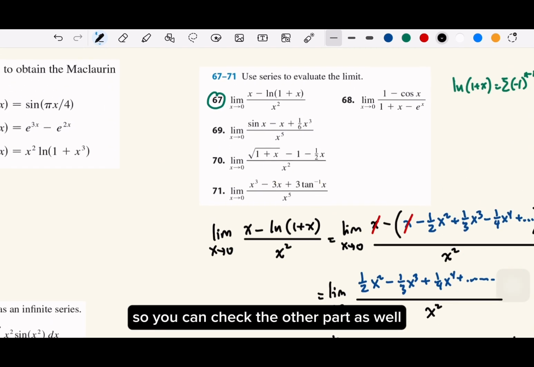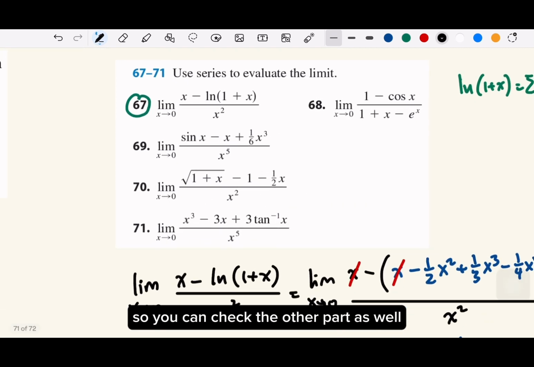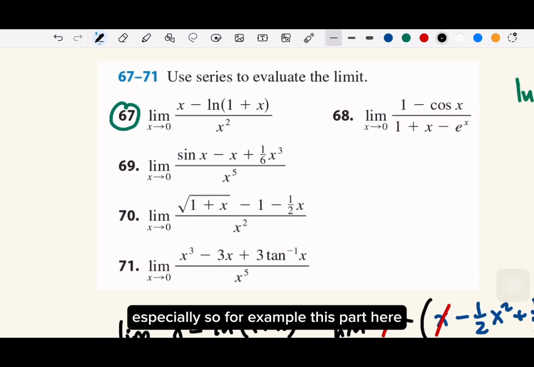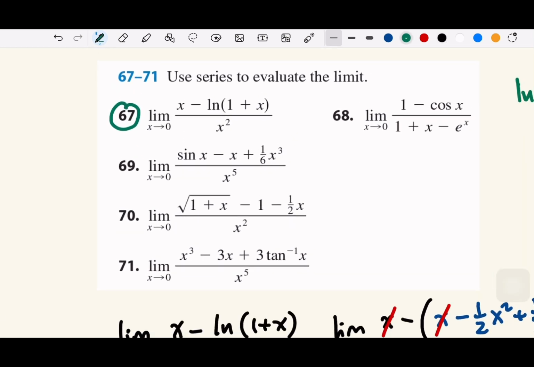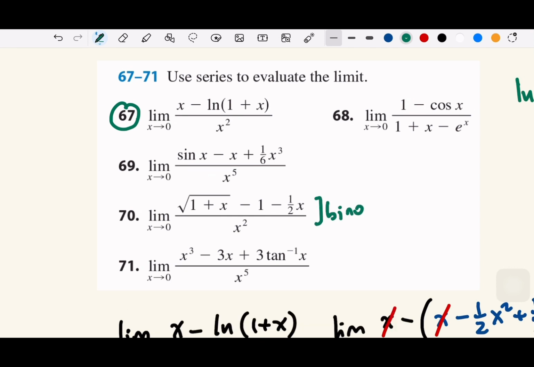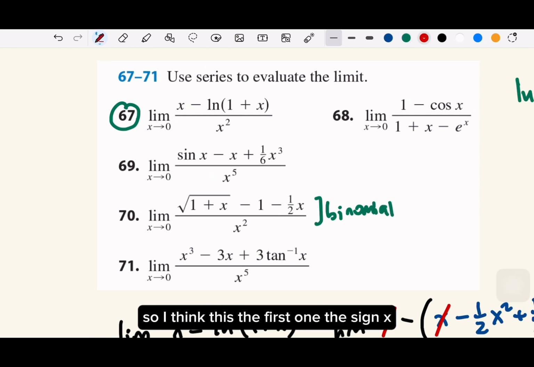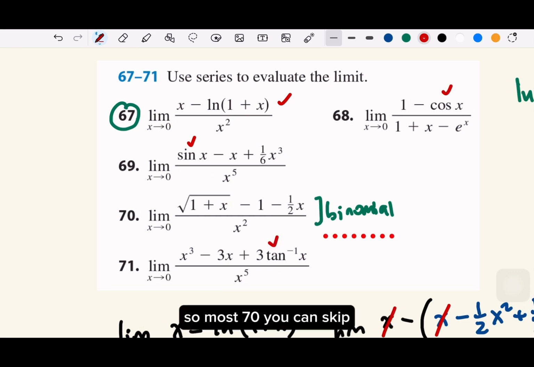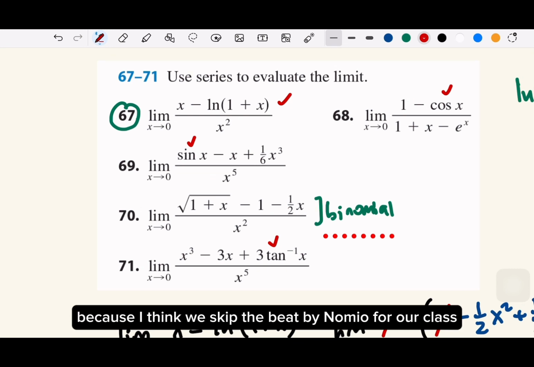Okay, you could check the other parts as well. For this part here, I think this one no need, this is binomial. So I think the first one, the sine x, the tangent inverse, the cosine x. So number 70 you can skip, because I think we skipped the binomial for our class.